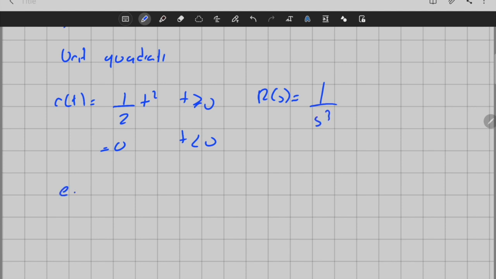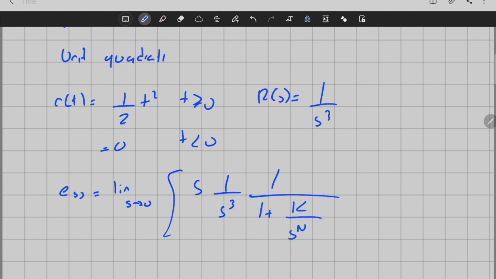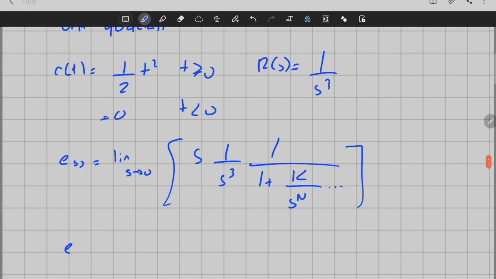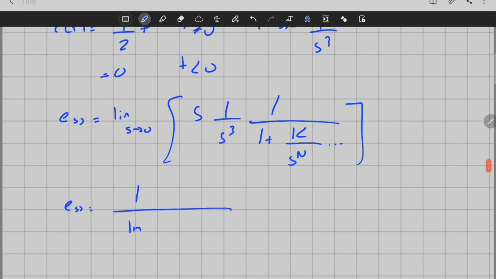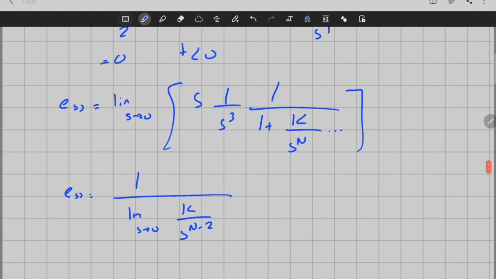So if I compute the steady state error, which is equal to the limit as s goes to 0 of s times r of s, which is 1 over s cubed, and I write it in the standard form, this is equal to s to the power n. I have other things, but they are not important, because when I plug in s equal to 0, other parts will be equal to 1. So the steady state error is simply equal to 1 over the limit as s goes to 0 of k divided by s to the power n minus 2. That's great. This is the steady state error.